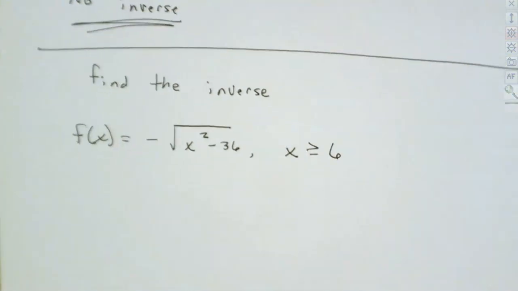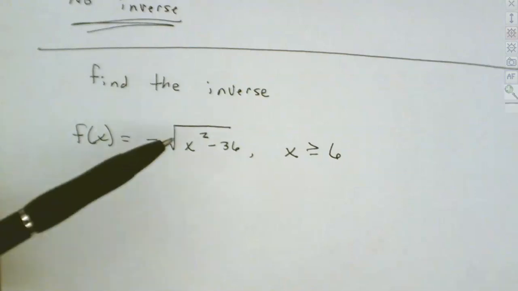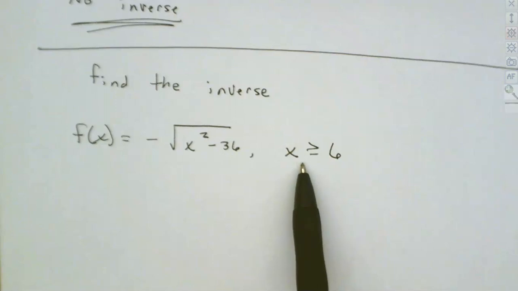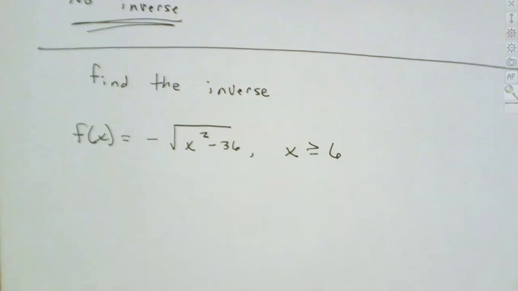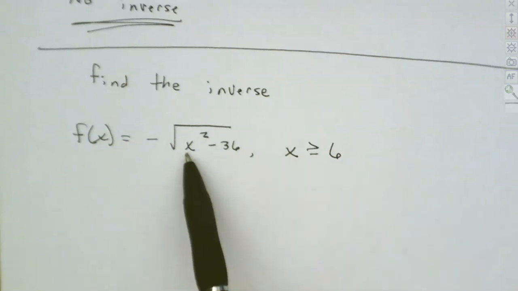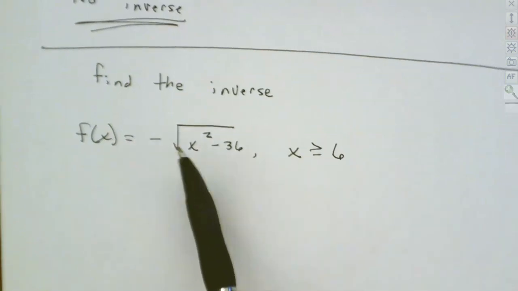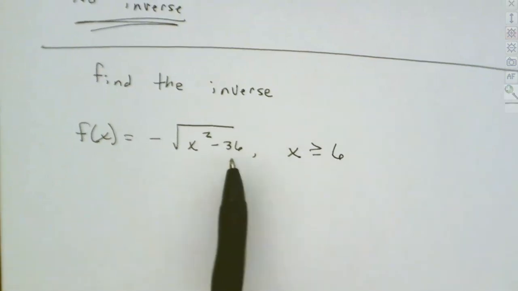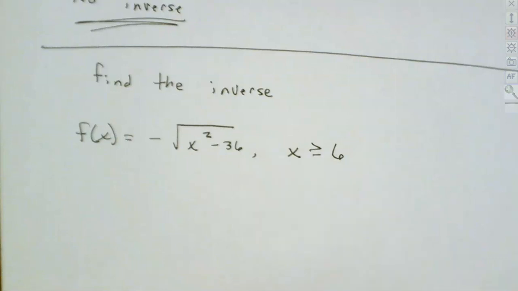Now, normally, this one would not have an inverse because of the square. But what did we say in this case? We said that x has to be greater than or equal to 6. That restricts the domain, and so it has an inverse, because you're only looking at half of it. Because you can't make this go negative, x has got to be greater than or equal to 6. So this one does have an inverse, and we are going to try to find it.